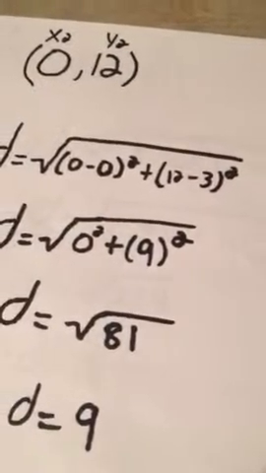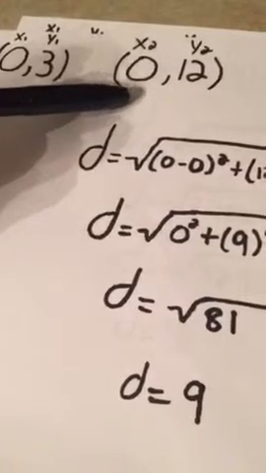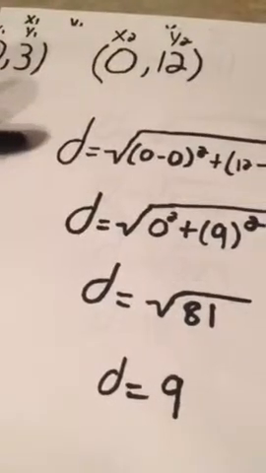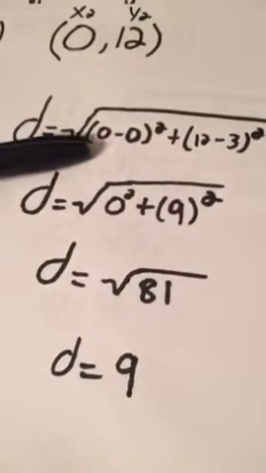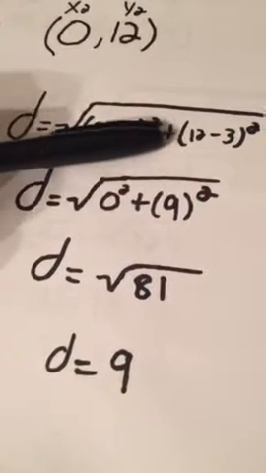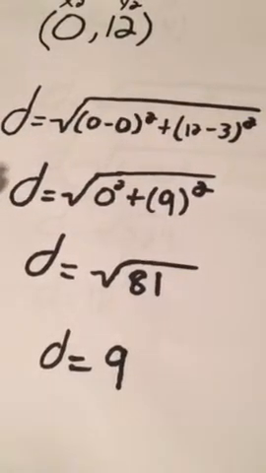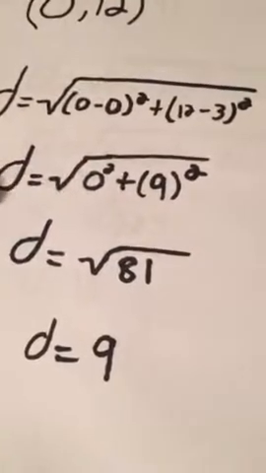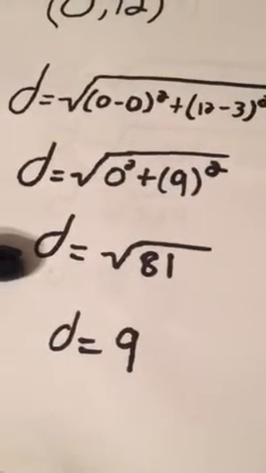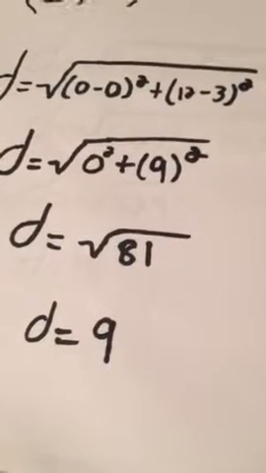In example 2, x1 equals 0, y1 equals 3, x2 equals 0, and y2 equals 12. If you plug those in, d would equal the square root of (0 minus 0) squared plus (12 minus 3) squared. To simplify that, d would equal the square root of 0 squared plus 9 squared. That gives you the square root of 81. The square root of 81 gives you the distance of 9.